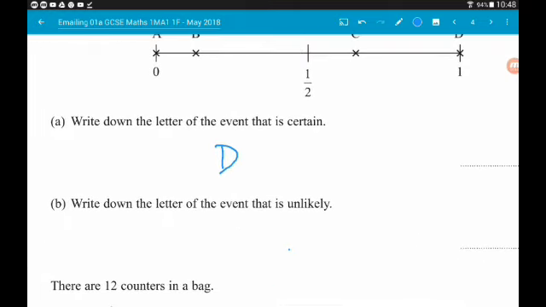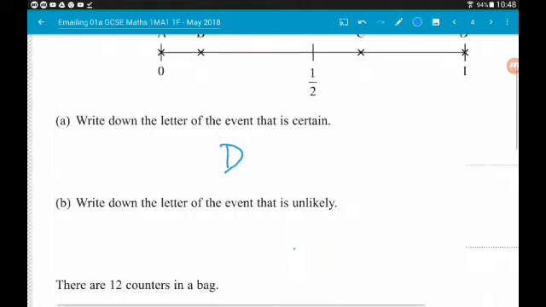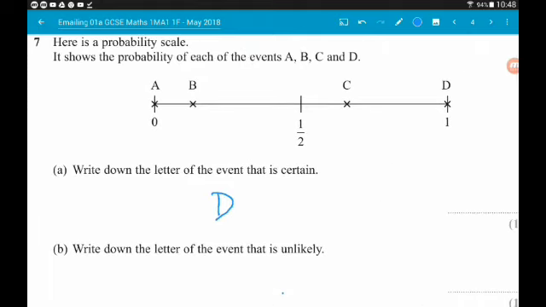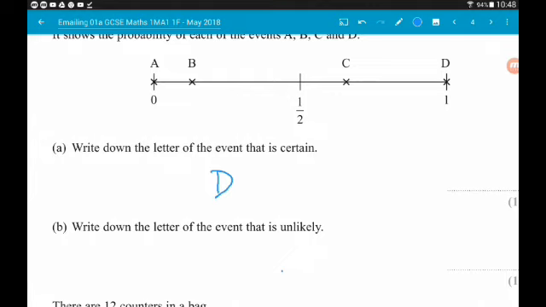B wants us to write down the letter of the event that is unlikely. So slap bang in the middle, we have a probability of 1/2. If an event has a probability of 1/2, it's as likely to happen as not happen. If it's on the left but not impossible, then it's unlikely. If it's on the right but not 1, then it's likely. So the unlikely event is B. So event C would be likely.